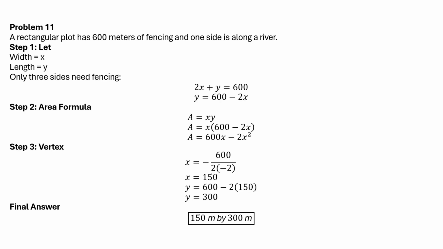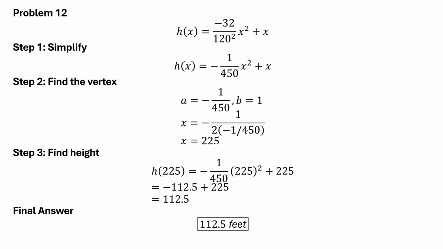The area is maximized at the vertex of the quadratic area function. The width should be 150 meters, and the length should be 300 meters. These dimensions produce the largest possible area. The projectile reaches its maximum height at the vertex of the parabola. The horizontal distance at the vertex is 225 feet. Substituting into the height equation gives a maximum height of 112.5 feet.